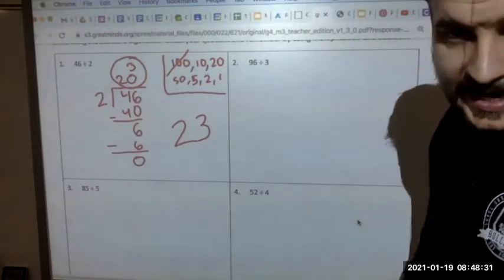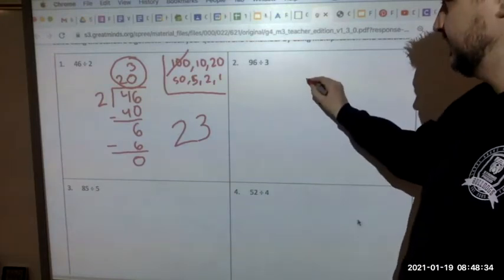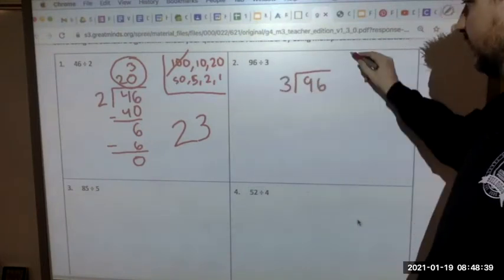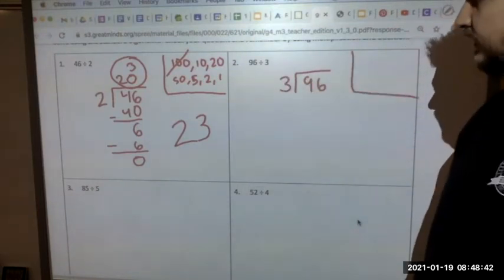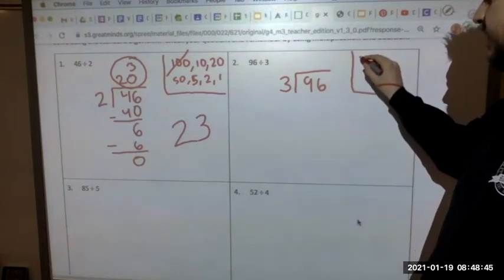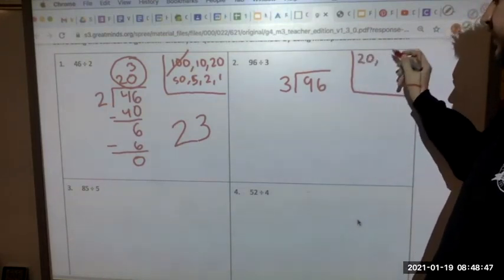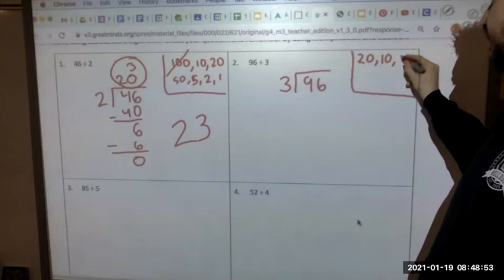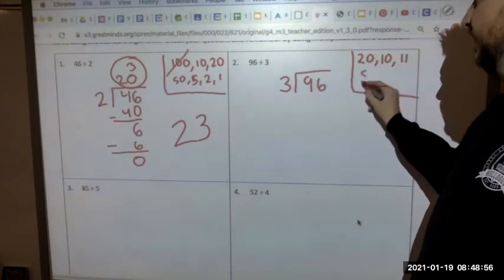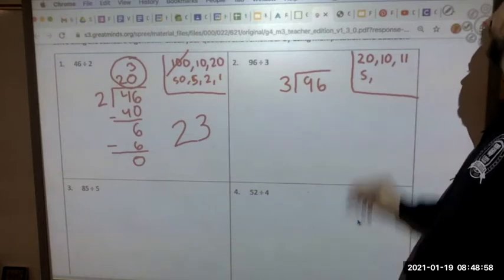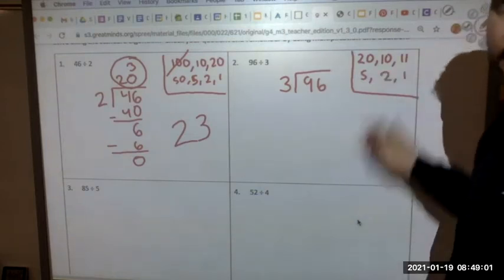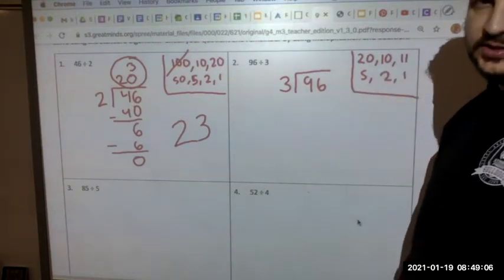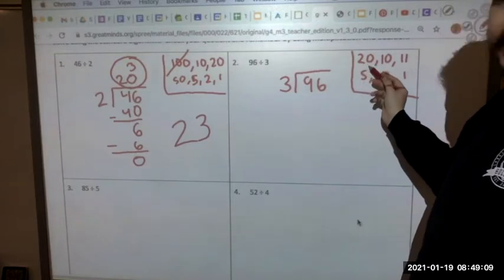Okay? So when we're looking at 96, same thing. 96 divided by 3. We're going to list out facts that we know. I know my 20s. I know my 10s. I know my 11s. I can do 5. I can do 2s and 1s. You might know more facts. Just because I put that in that box doesn't mean you have to. Looking at this, I'm going to try 20 first because it's the biggest one I have in my box.